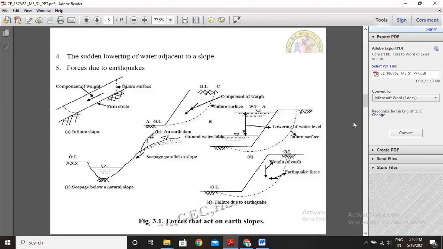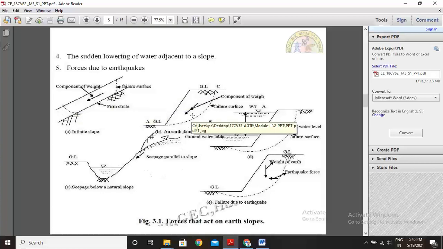Okay, so some diagrams are given based on the above causes of slope failure. See here, this first diagram is the infinite slope. This is firm strata, this is the component of weight, and these dotted lines are the failure surface. The slopes decrease downwards, so failure takes place.